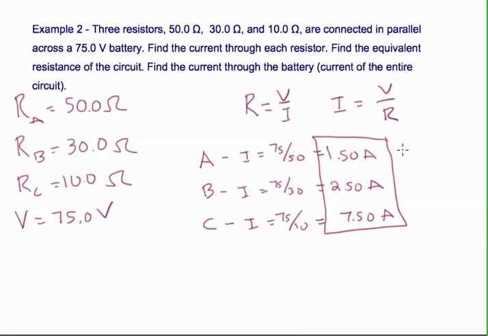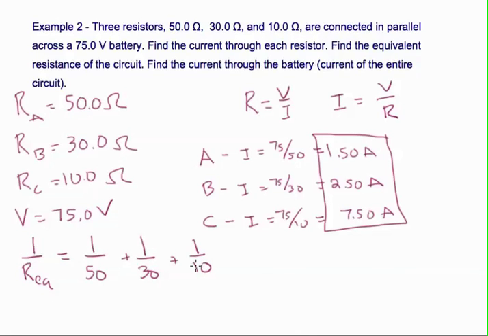And now we're asked to find the equivalent resistance of the circuit. Now we know that equation is 1 over the equivalent resistance equals 1 over the resistance of A plus 1 over the resistance of B plus 1 over the resistance of C. And the math here is going to mess you up more than anywhere else in this entire chapter, I believe.